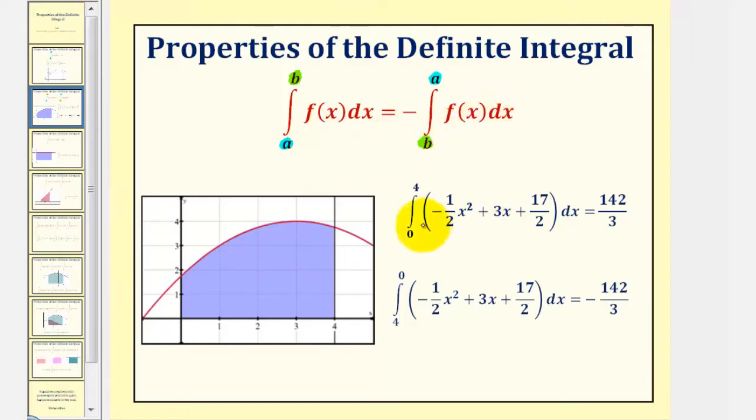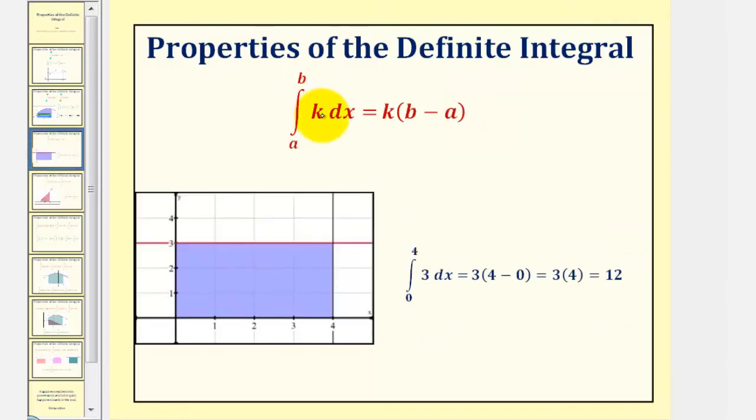Again, as an example, if we integrate our quadratic function here from 0 to 4, because the function is non-negative over this closed interval, this would give us the area under the function and above the x-axis over this interval, which is this shaded region here, which is equal to 142 thirds. So notice how we're integrating from 0 to 4 in this direction. And now if we change the order of integration and integrate from 4 to 0, or in this direction, the outcome will be negative 142 thirds.